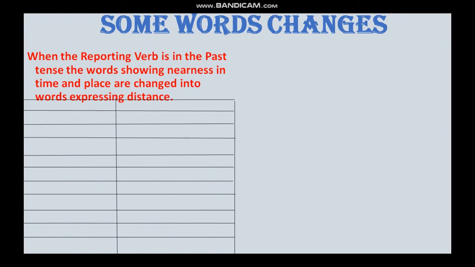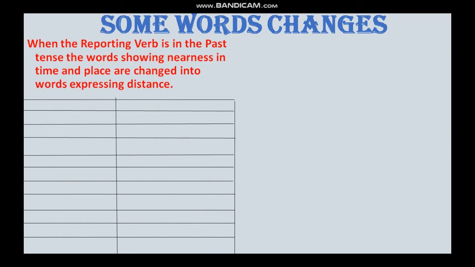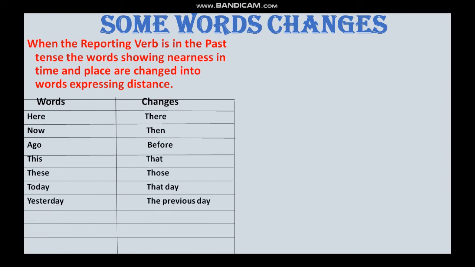Now I move towards our third change, and that is the change of some words. What are some word changes? If we are given the second form in the reporting speech, then we change some adverbs of time and place according to the given condition. Here into there, now into then, ago into before, this into that, these into those, today into that day, yesterday into previous day, tomorrow into next day, thus into so, and last day into the previous day.